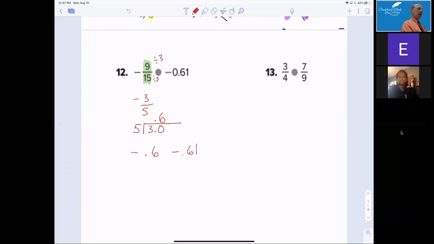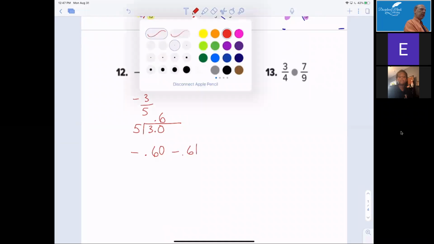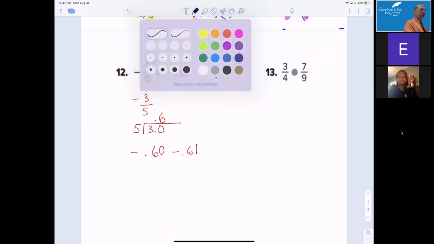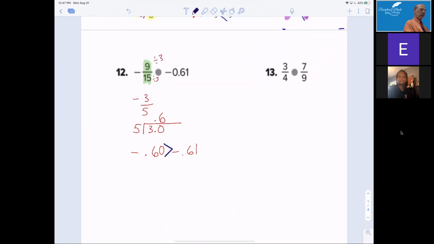Now what helped me out a lot was I just went ahead and made the same number of decimal places. Does everybody agree with that now? And now you're just comparing negative 0.60 to negative 0.61, which we know is greater than. All right, I'm going to make it a little bigger so I can see it. Greater than this way. You would rather owe 60 than 61. Is everybody agreeing with me on that?